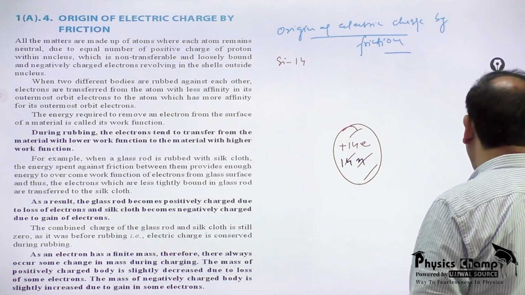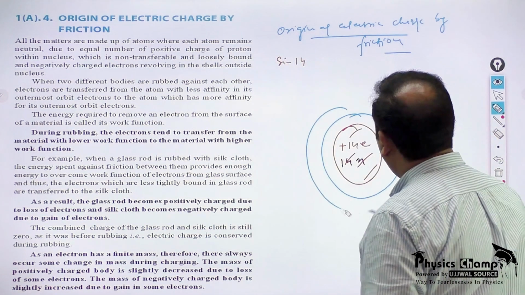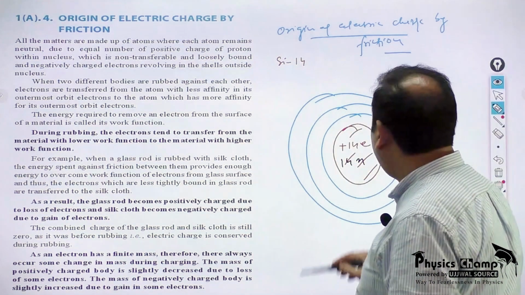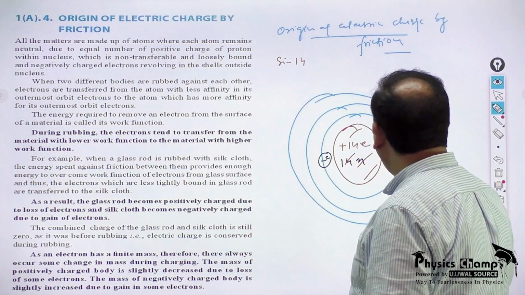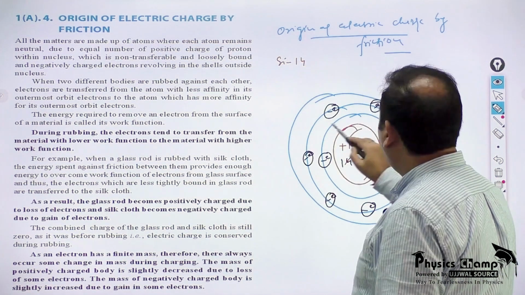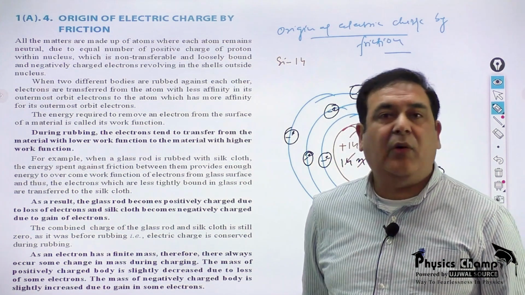And there are 14 electrons revolving in the orbit. So there are 14 electrons which are revolving in the orbit, 2, 8 and then 4.